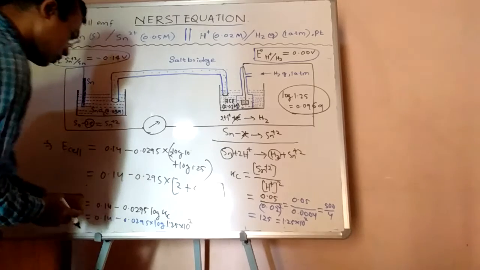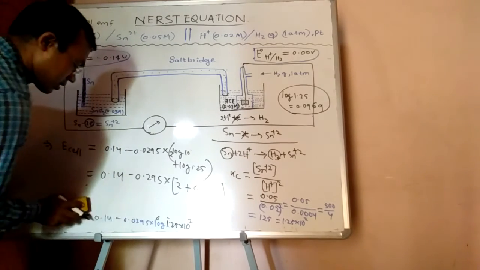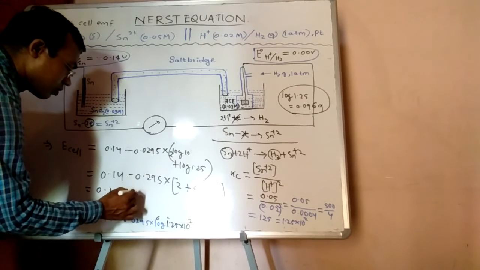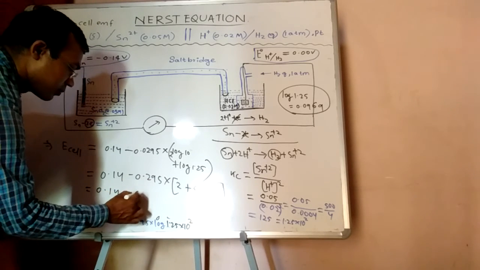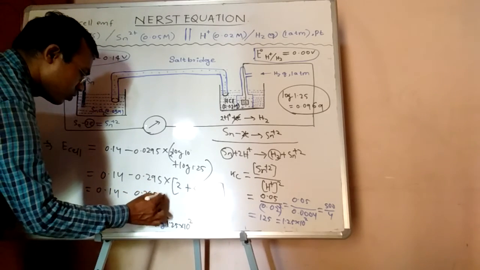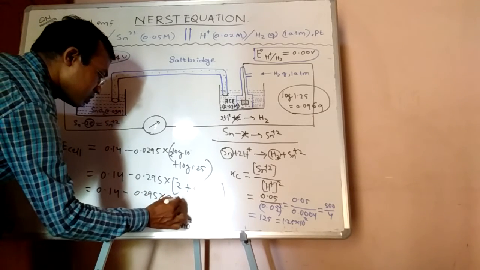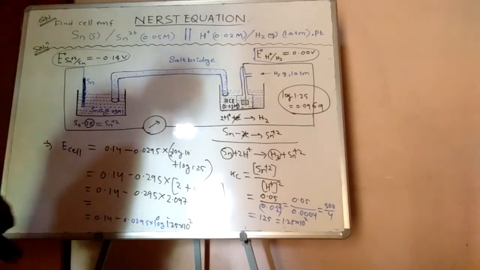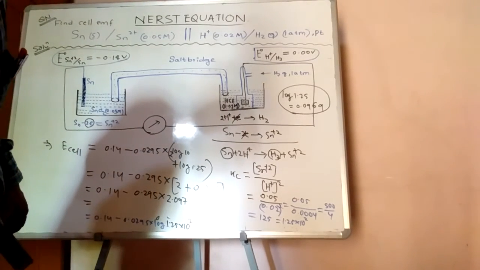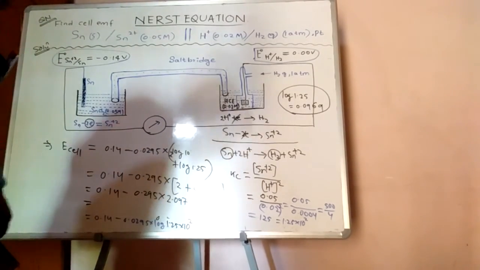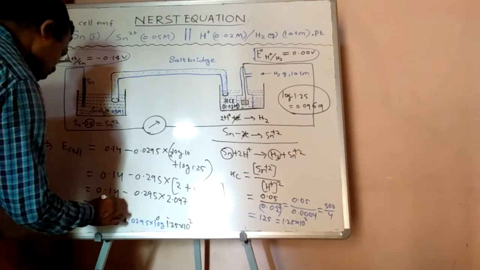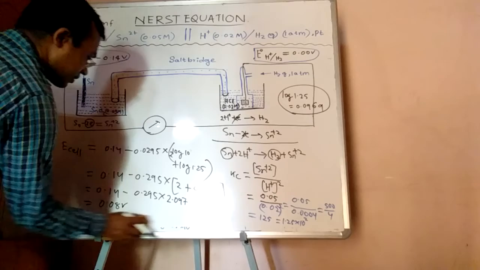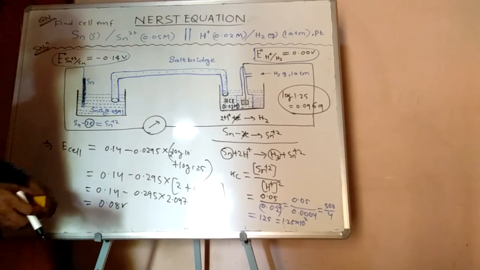The value of log 1.25 is 0.097. So by adding I can get 0.14 minus 0.0295 into 2.097, and the final result comes out 0.08 volt. This is the final answer, that is the EMF of the cell.